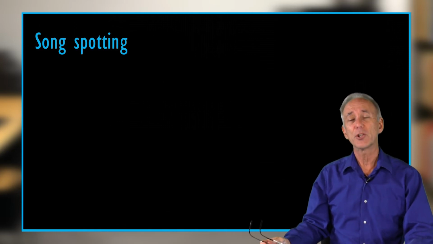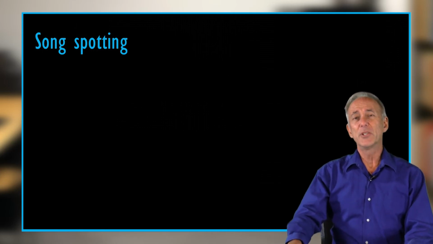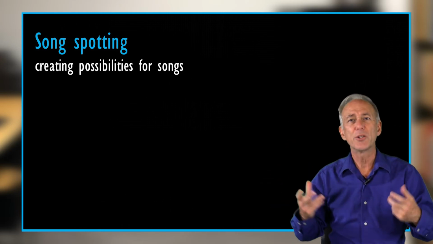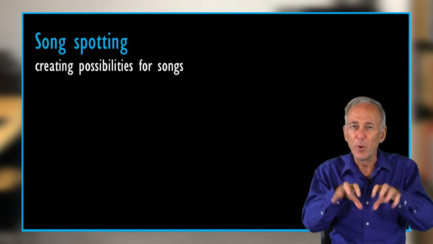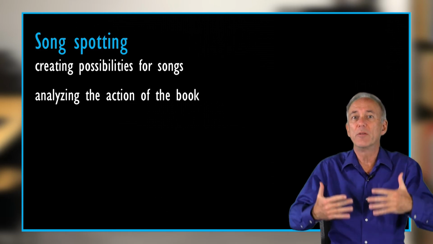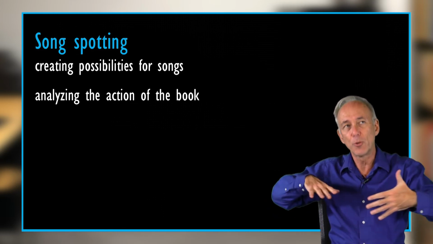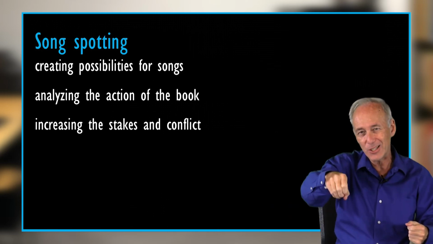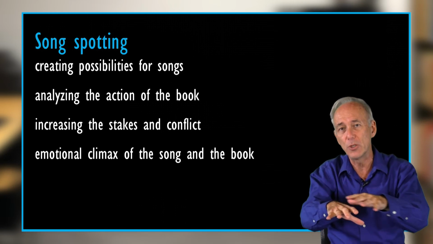Then lastly, we'll wrap up with song spotting. This is the mechanics of coming up with possibilities for songs, for more possible songs than you'll ever cram into your musical, figuring out how to analyze the book for the action or for character arc, or how to get the characters more involved, more emotional, and have the conflict be stronger so that you're more motivated to sing, how to increase the stakes, how to increase the conflict, how to place the song at the emotional climax of the scene and the emotional climax of the music.